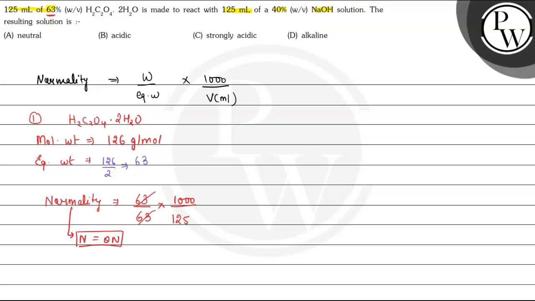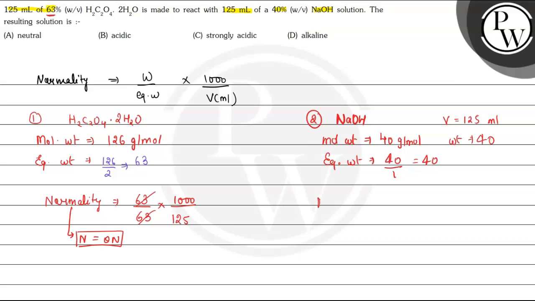Now move on to the second one, which is NaOH. First of all, the molecular weight of NaOH is 40 gram per mole. And if we talk about the equivalent weight, we know the basicity of NaOH is 1, so the equivalent weight is 40 upon 1, that is 40. Here the volume given again is 125 ml and the weight of NaOH given is 40.